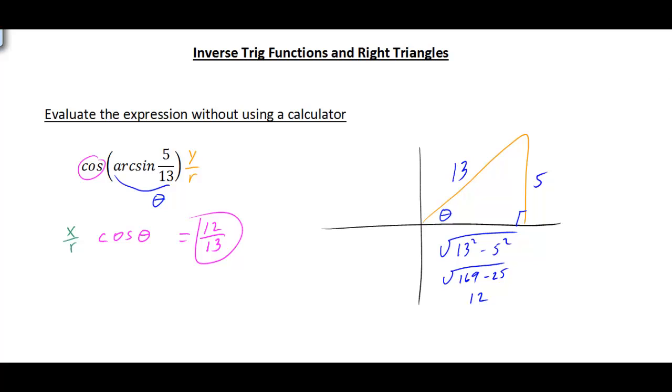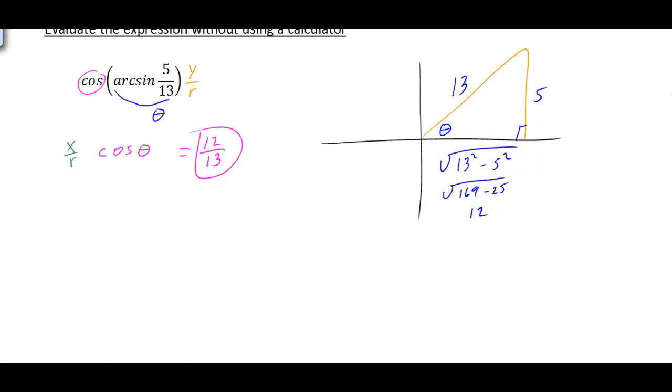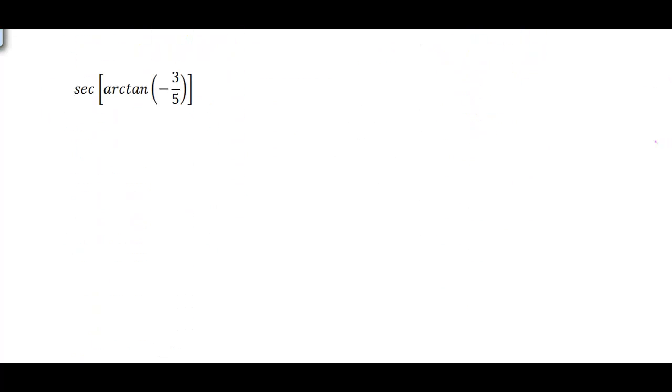Okay? So again, this is just a review of how to deal with your composite functions involving your inverse trig functions. All right, here we have another example, and again, you may want to pause the video to see if you can come up with the answer for this one. We have the secant of the arctangent of negative 3/5.